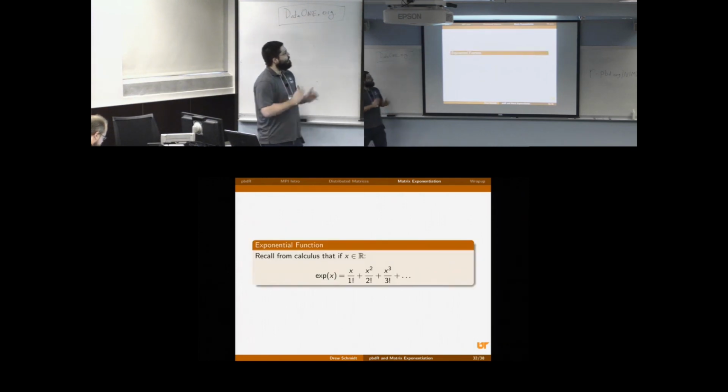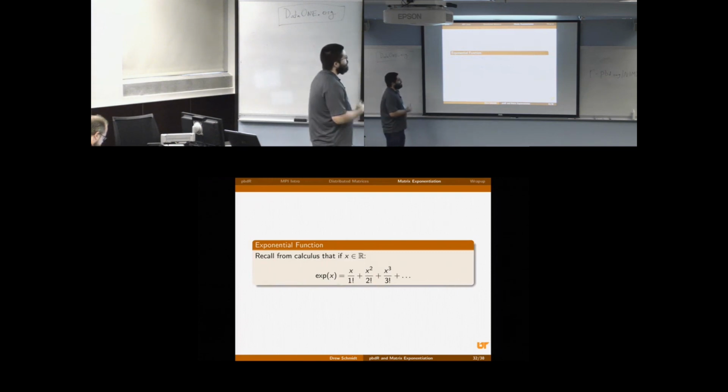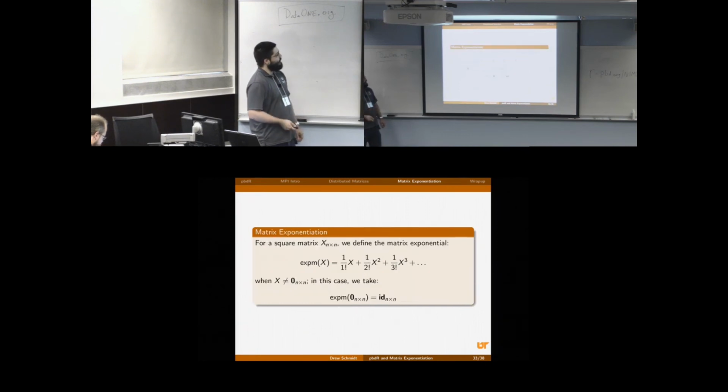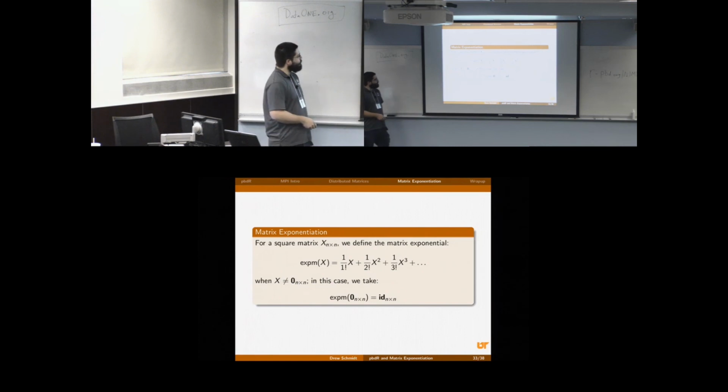Okay, so matrix exponentiation. From calculus, we all remember that we define this exponential function in this way. We can do the exact same thing for a square matrix, where we'll just call that expm of x. It's some n by n matrix. And here I'm just scaling all the elements when I have this scalar here. And then in the 0 case, we'll take it to be the n by n identity, just so things sort of match up.